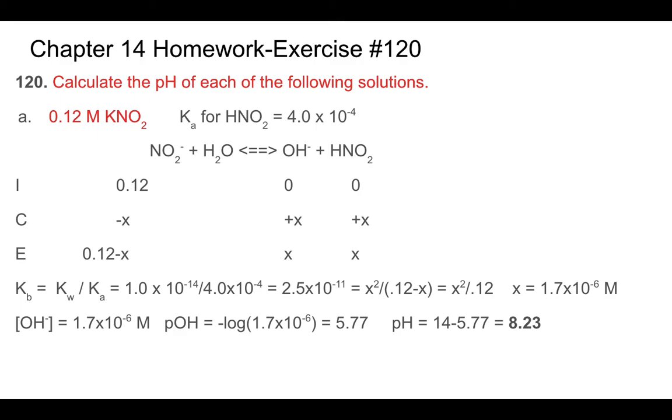And that now equals x squared over 0.12 minus x, or x squared over 0.12 if we drop the minus x. X equals 1.7 times 10 minus 6. And that definitely obeys the 5% rule. So OH minus is 1.7 times 10 minus 6. So pOH 5.77, pH, 14 minus that, 8.23. So that's how you would work it if you are finding the pH of a conjugate base.